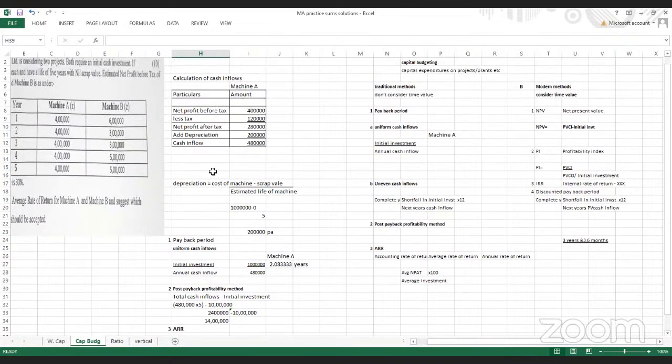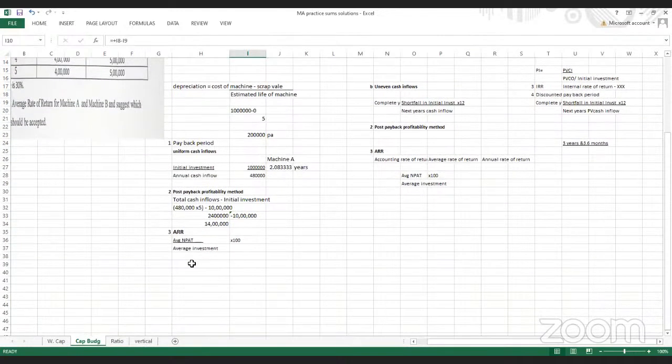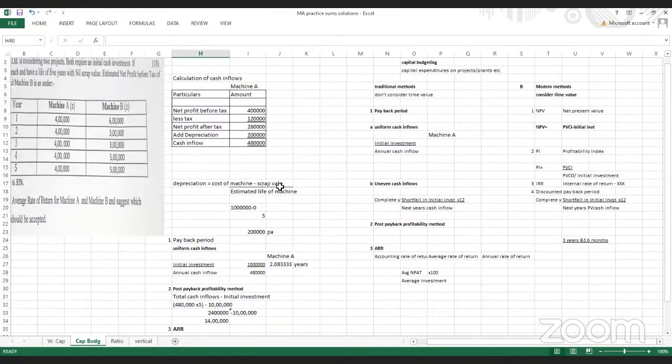So what is the average net profit after tax? You have to go to our first table. Look here. While calculating cash inflows, we had calculated net profit after tax. Remember, 4 lakhs minus tax, we got net profit after tax. So every year it is the same for machine A. So your average PAT is 2,80,000. Clear, students? So average profit after tax is 2,80,000. Then what is the average investment?